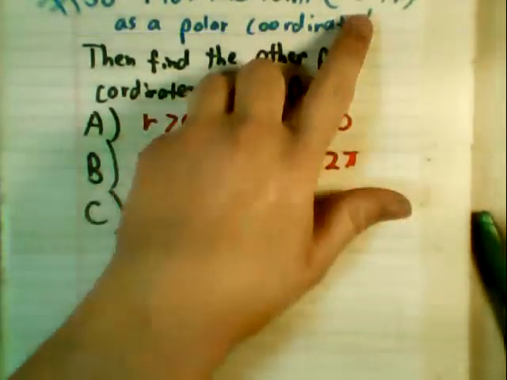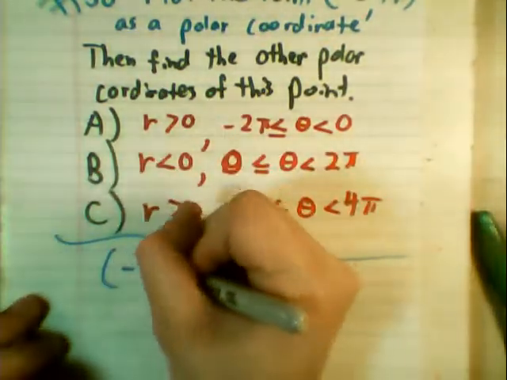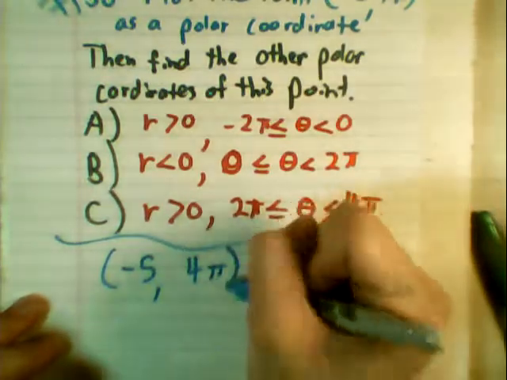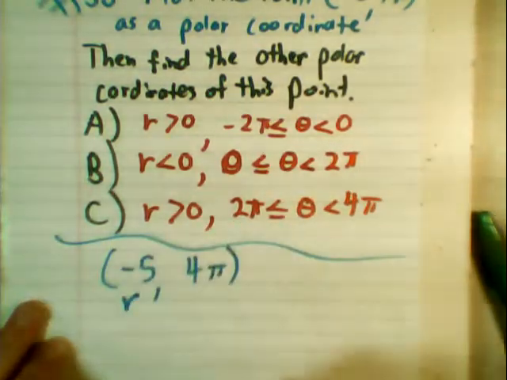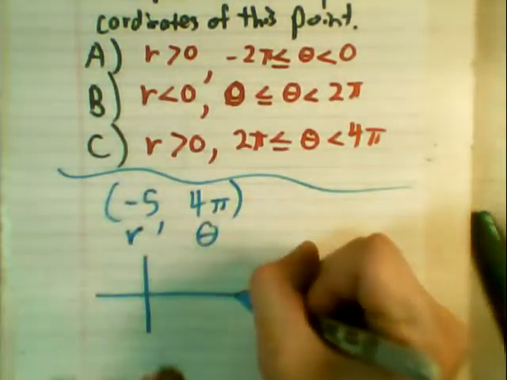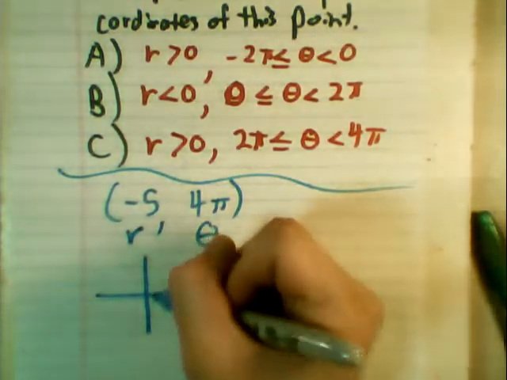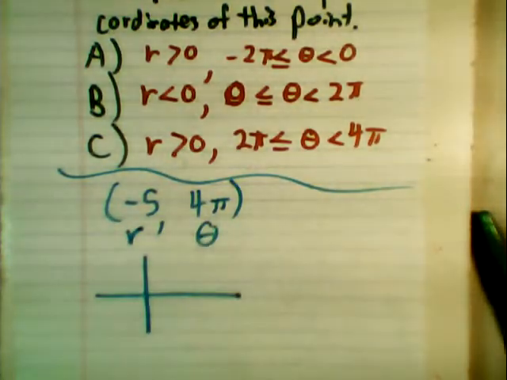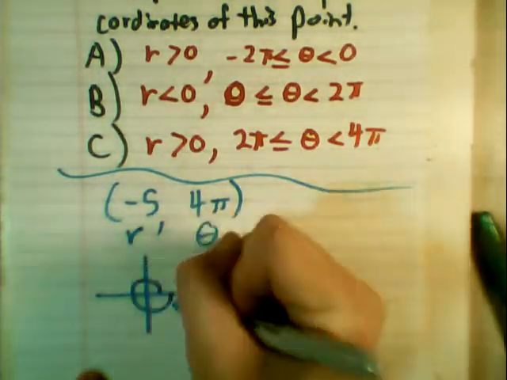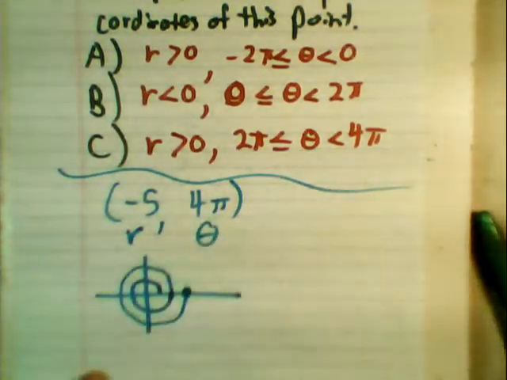So let's first plot our initial point. We're given (-5, 4π). Remember, this is the radius, and this is the angle. 4π is going around the circle twice, because remember that the unit circle is 2π. So we go around it once, then we go around it again. So we're right here. This is where we're at.